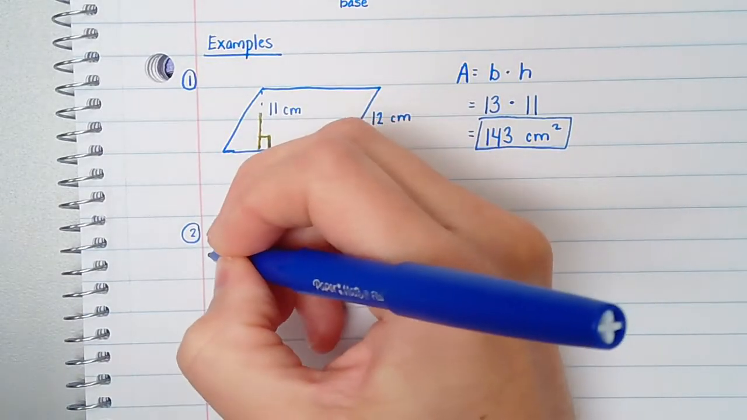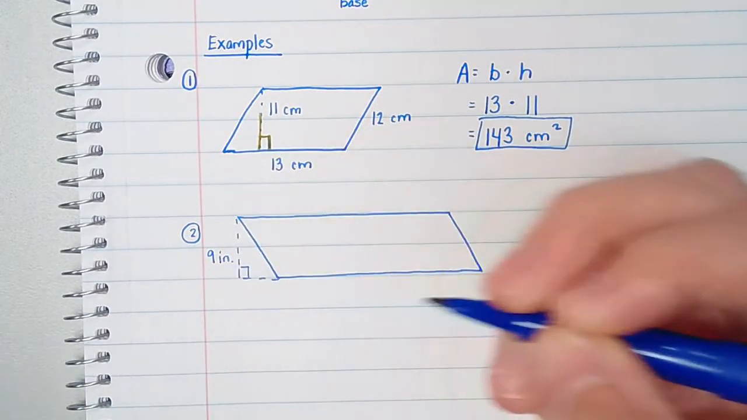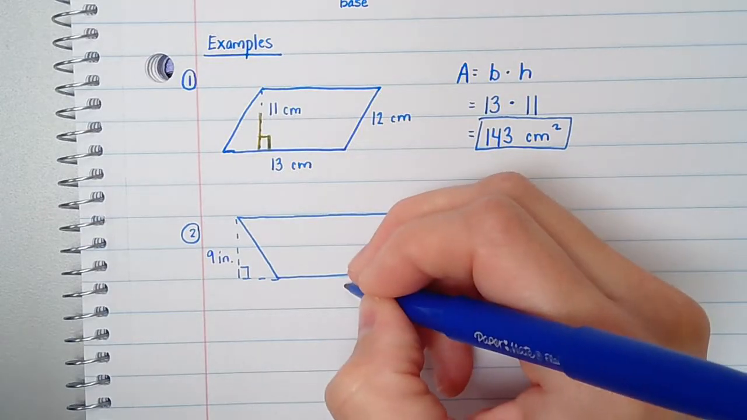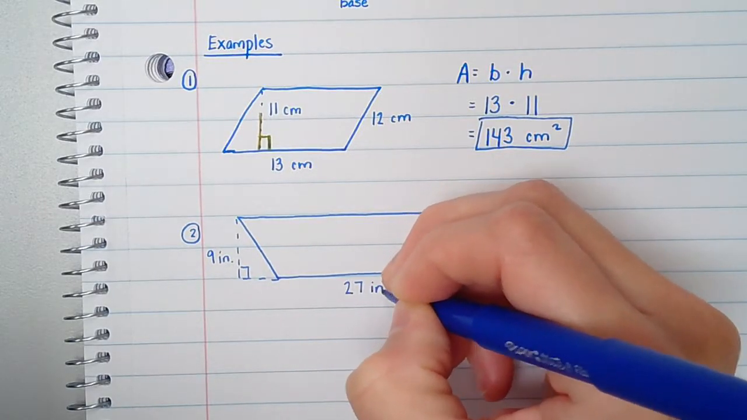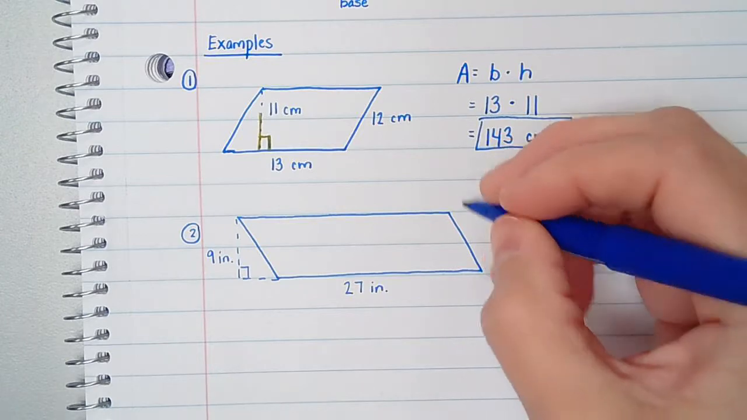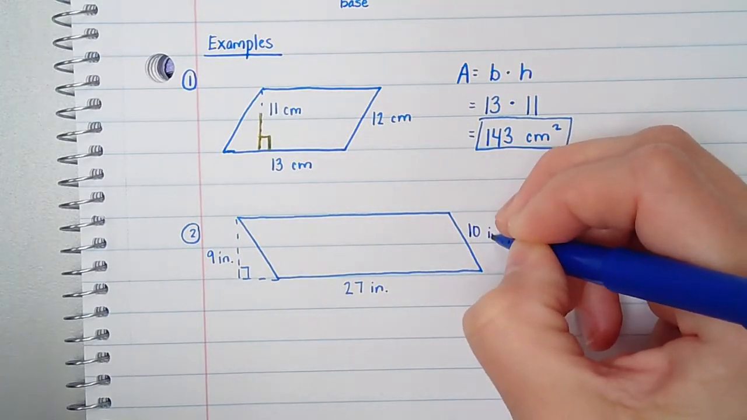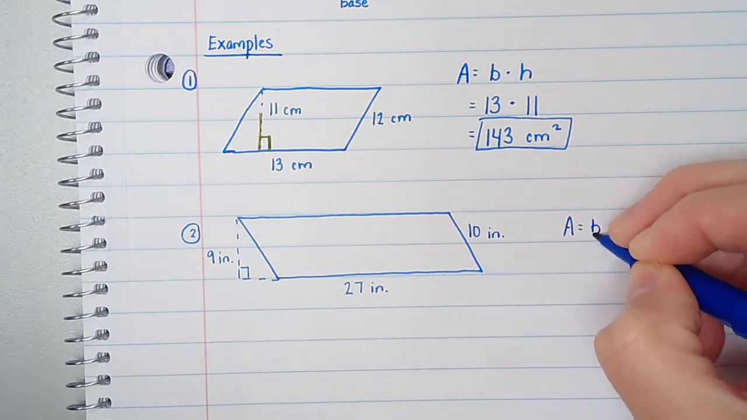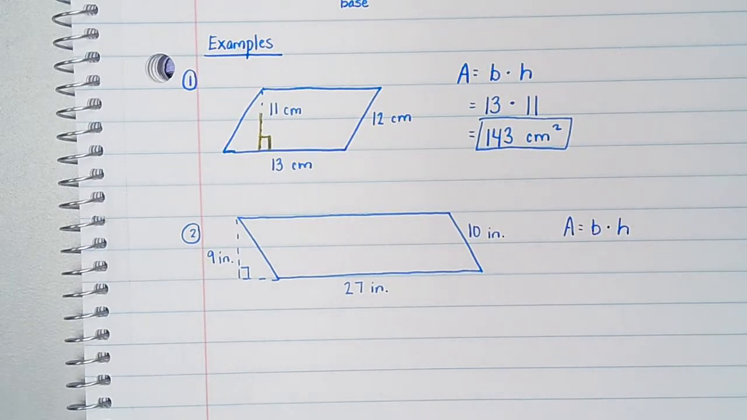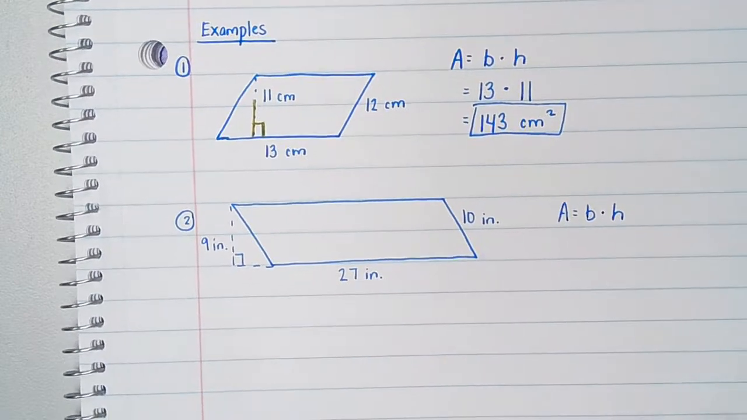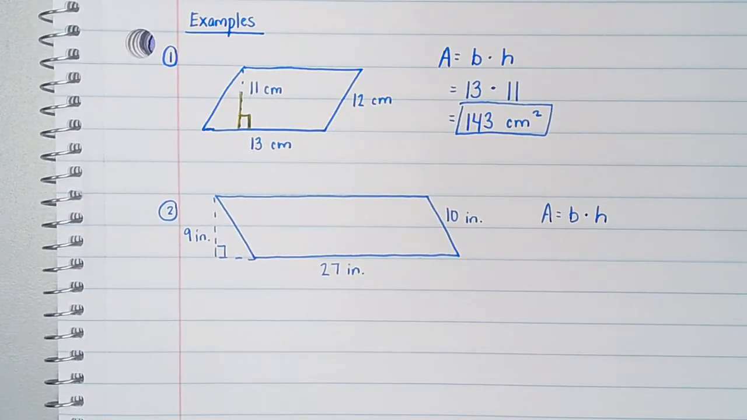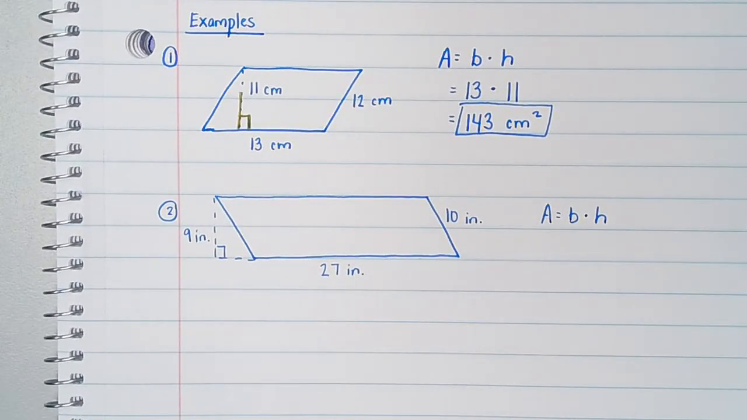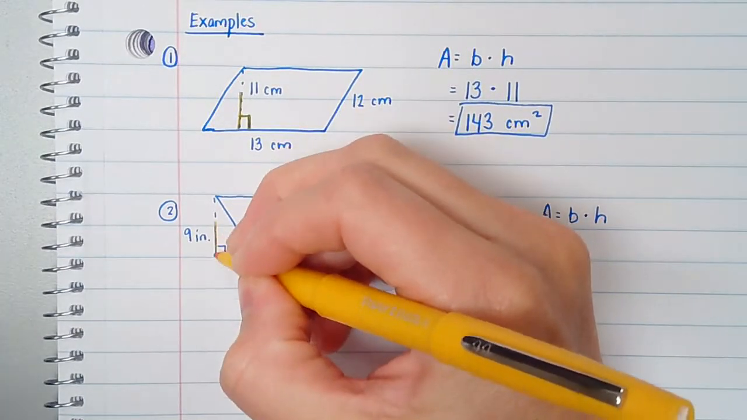they're going to tell you this side's 9 inches. I'm going to tell you that this side is 27 inches. And I'm going to tell you that this side over here is 10 inches. Okay? And remember, my formula is area equals base times height. All right, so find your chair. That's the first thing you always want to do, is find that chair. That chair is always going to be wherever that right angle is. So I'm going to come over here. I see it right here.